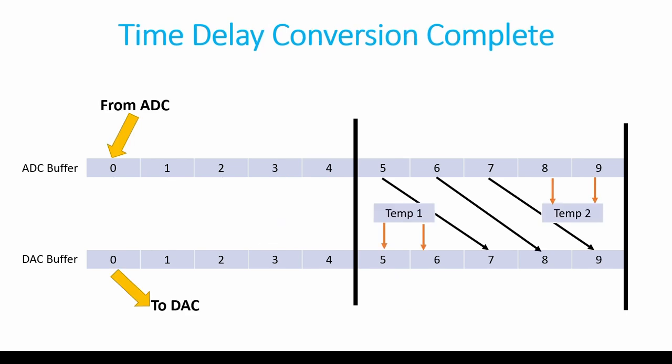Now, when the conversion complete callback runs and the DMA controller is operating on the first half of both buffers, I will fill indices 5 and 6 of the DAC buffer with the data stored in temp1. Then, I will fill DAC buffer indices 7 through 9 with the data contained in ADC buffer indices 5 through 7. Lastly, instead of writing indices 8 and 9 of the ADC buffer to indices 0 and 1 of the DAC buffer, I will store it in the variable temp2, to be used when the conversion half-complete callback runs.